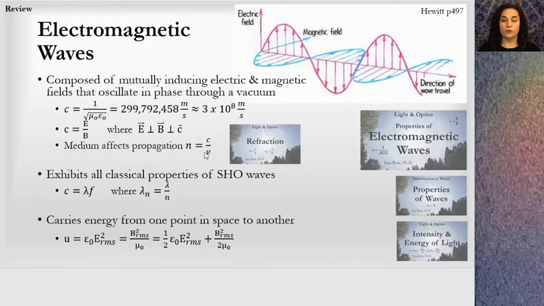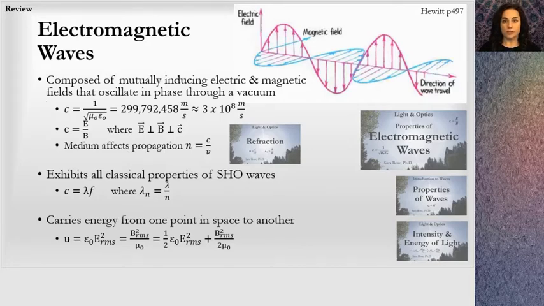Light gets slowed down in a medium, and we saw that in refraction. Because light is a wave, it exhibits all classical properties of simple harmonic oscillatory waves. In particular, we'll be keeping with us the wavelength. As we move forward, we've been looking at the wavelength. We'll also remember that waves carry energy. A light wave carries a specific type of energy in the electric field and the magnetic field of that wave. So we can relate the intensity to the actual value of those electric and magnetic fields.